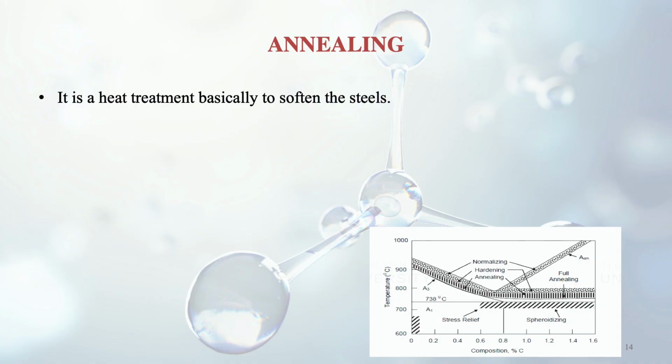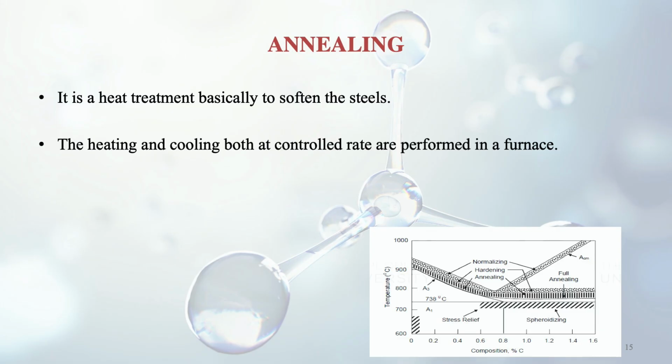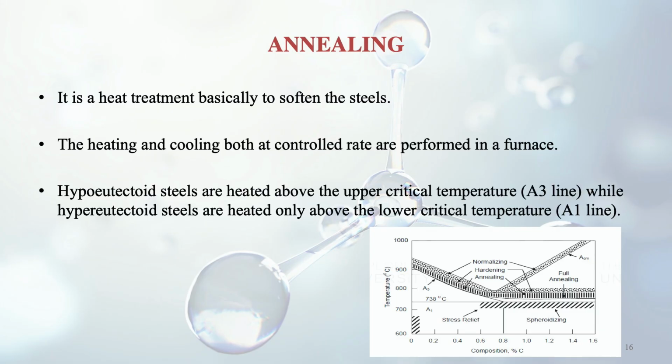So we can get stress relief, or we can get spheroidizing. Different things are there, which we will see. Annealing heat treatment is basically done to soften the steels. So if we want to soften the steel, that heat treatment process is taken up. The heating and cooling both are done at a controlled rate in a furnace.